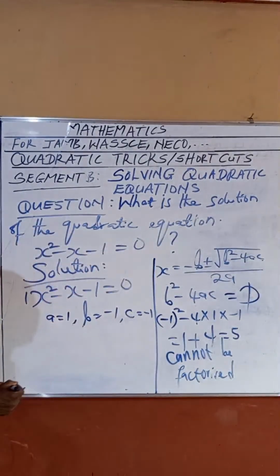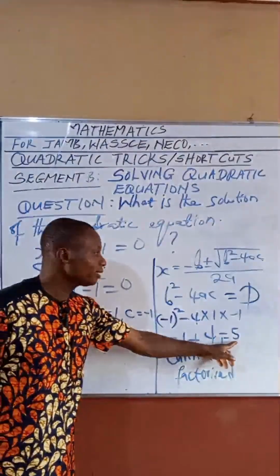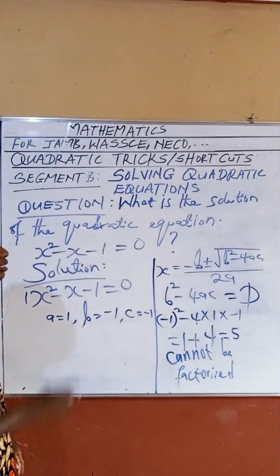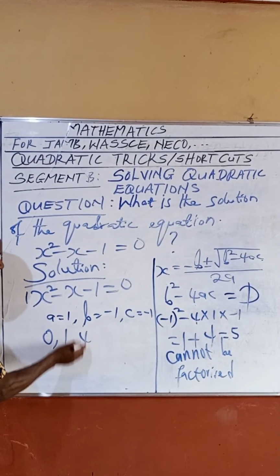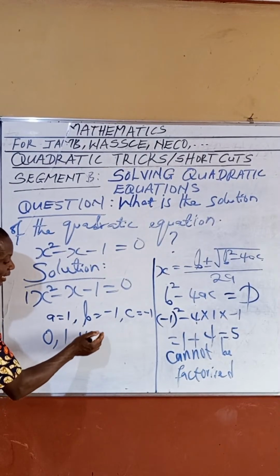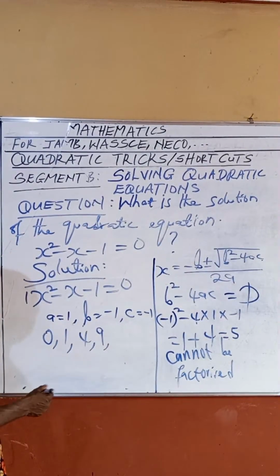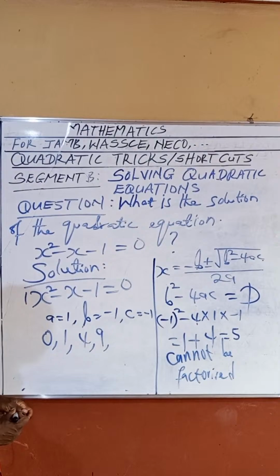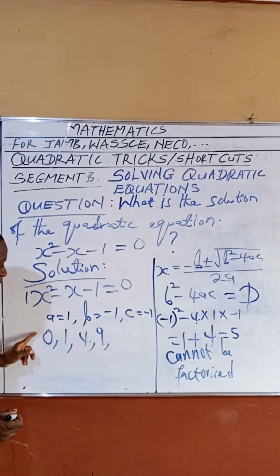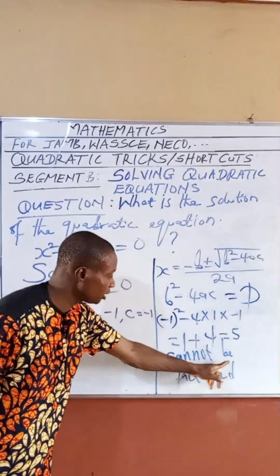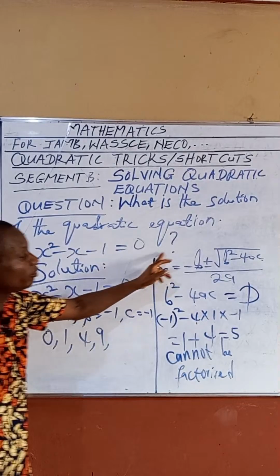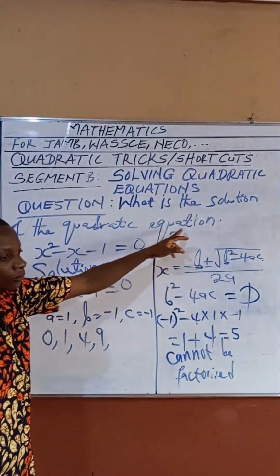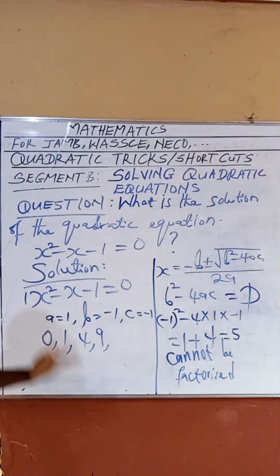You cannot factorize this expression. Why? Because the discriminant is not a perfect square. So the discriminant can either be 0, 1, 4, 9, and so on. Okay, 16. So it must be a perfect square. If D is not a perfect square, then you cannot factorize this equation. Then we can use this one, or we use any other available method.